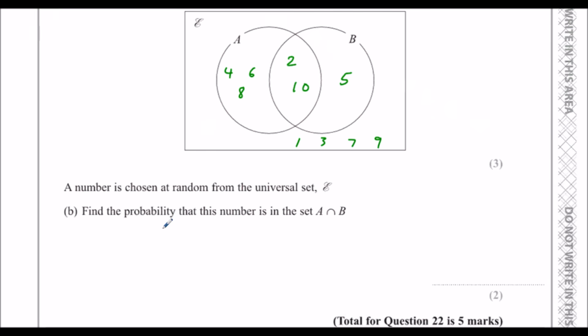A number is chosen at random from the universal set. Find the probability it's in the set A and B. So in the middle bit, in the intersection of these two, in this bit here. So we've got 2 numbers in here. So 2 numbers are in the intersection out of 10 numbers in total. So it's 2/10.